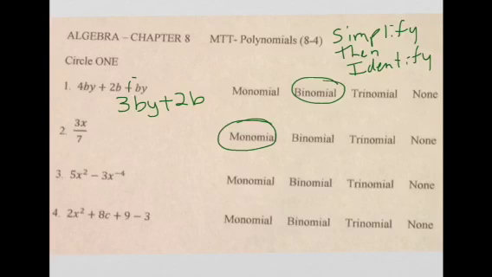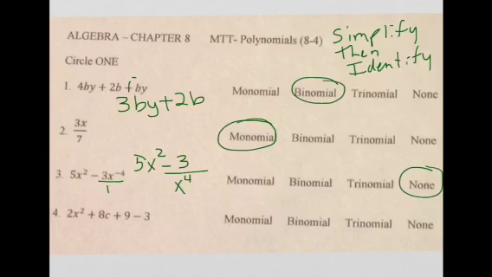The next one, we have a negative exponent, so we need to get him positively happy, so this is going to be 5x squared minus 3 over x to the fourth. Remember that this is over 1. The negative exponent is unhappy in the numerator, so we need to move him down to the denominator. Because one of my terms has a variable in the denominator, it is not a polynomial, so it's none.